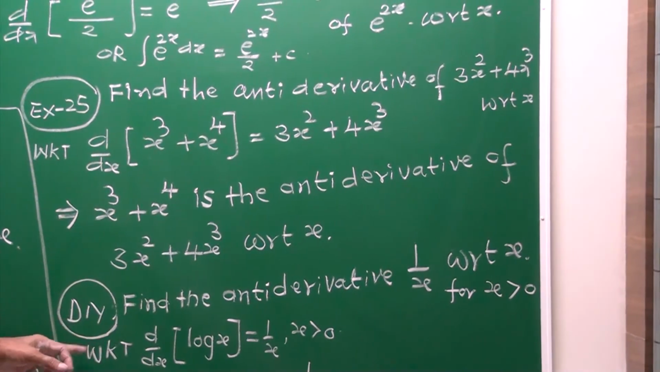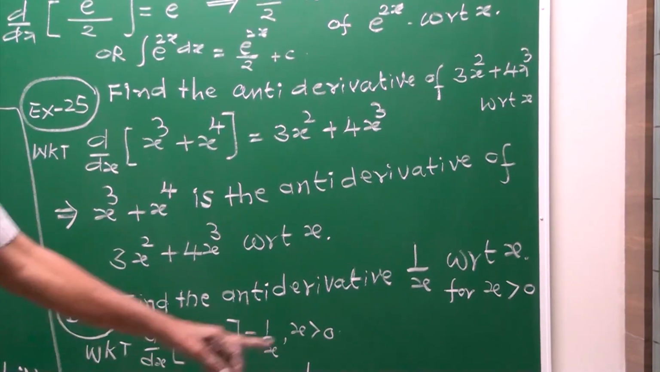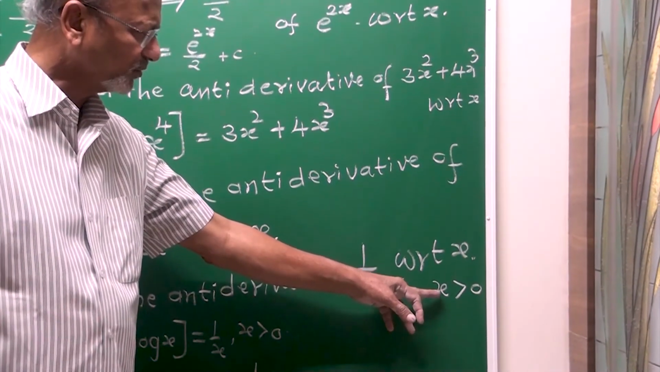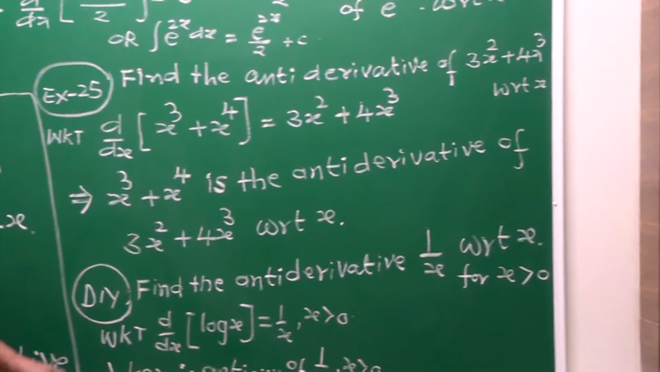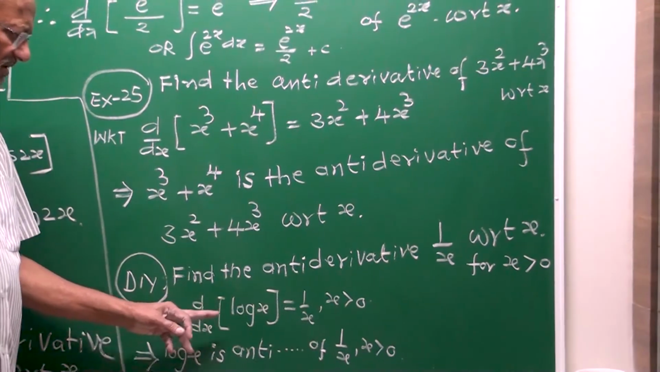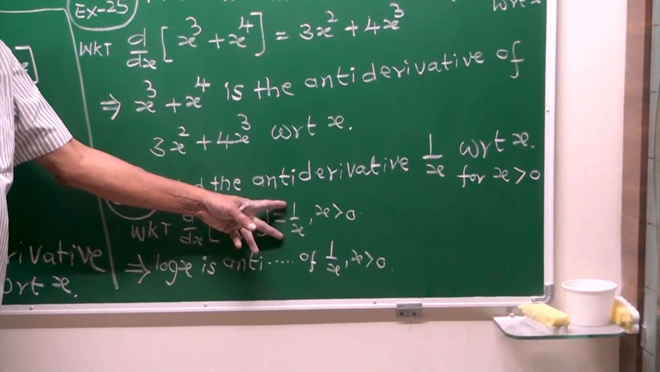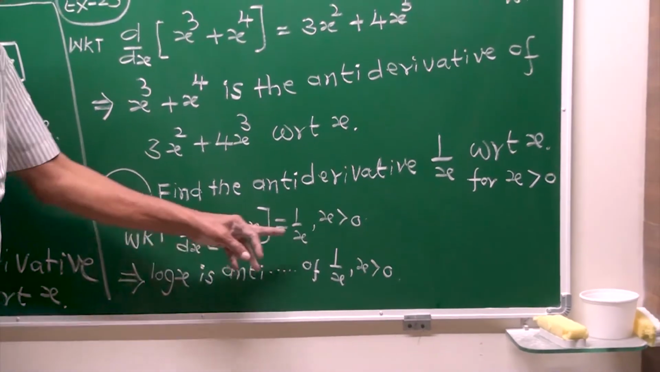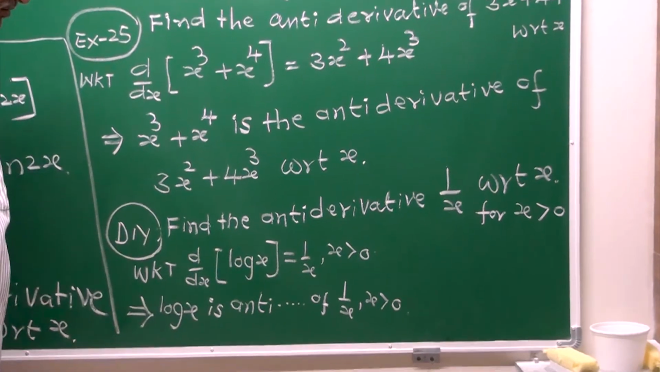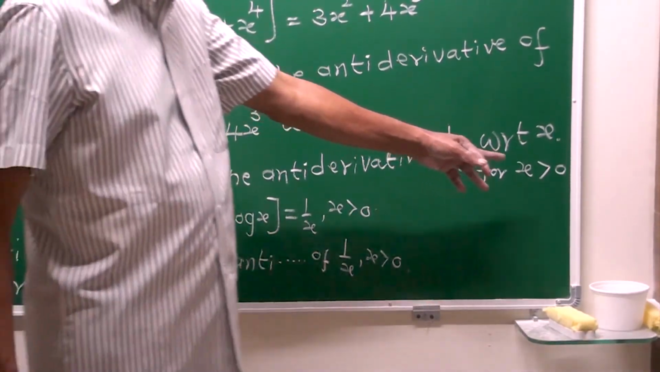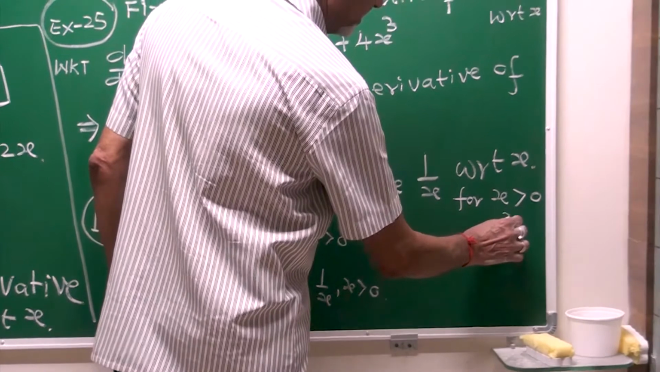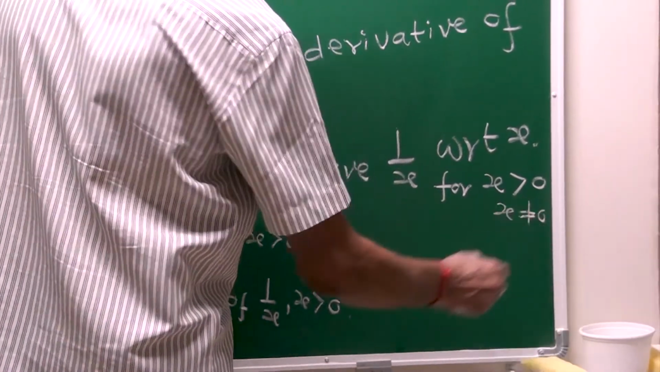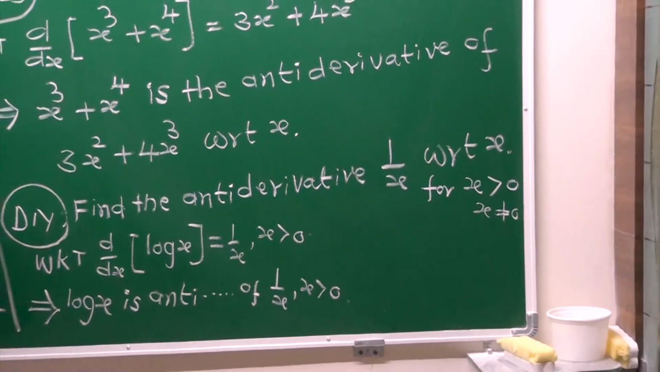Fourth one, antiderivative of 1 by x, where x is positive, my friends, only for the positive. Now, when x is positive, derivative of log x is 1 by x. So log x is the antiderivative of 1 by x with respect to x. If this is not mentioned, sometimes they give x is not equal to 0. When x is not equal to 0, at that time you must consider negative also.